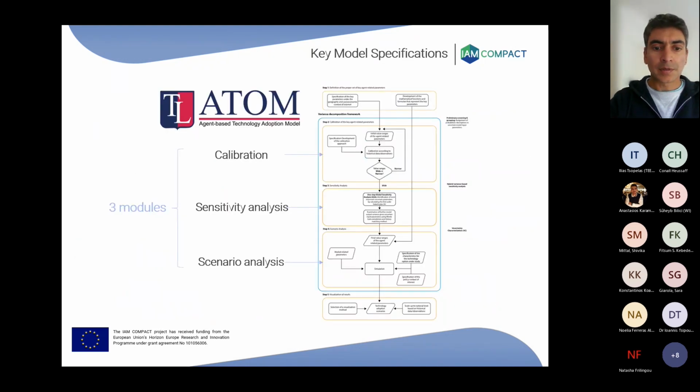Both models I will be presenting have been developed in a modular way. Same with ATOM, which consists of three modules, the first one being the calibration one. Then we have a sensitivity analysis and then a scenario analysis module.